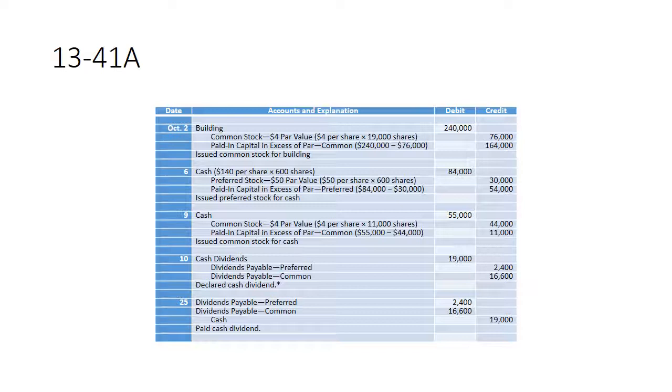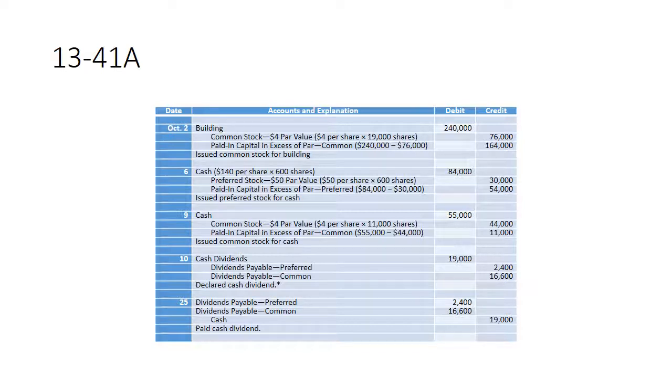So the $164,000 difference is put into the equity account paid in capital in excess of par. So the amount of paid in capital the company received when it first sold the stock above the par value. And that account is increased on the credit side.